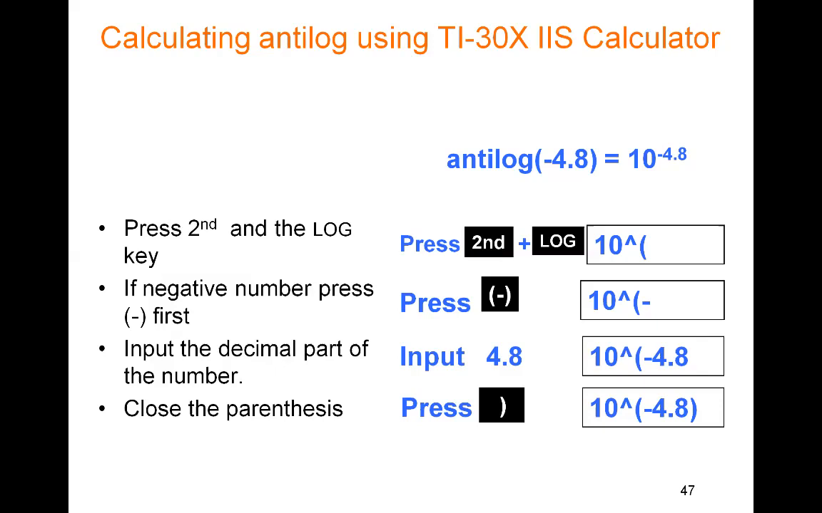If you did not get that, you need to ask for help on how to use your calculator to calculate the inverse log of the negative pH. It's important to know how to do this. Again, the answer for this antilog of negative 4.8 is 1.584893 times 10 to the negative 5.